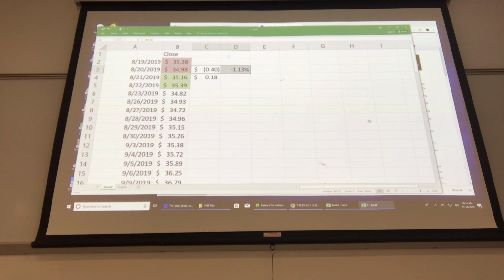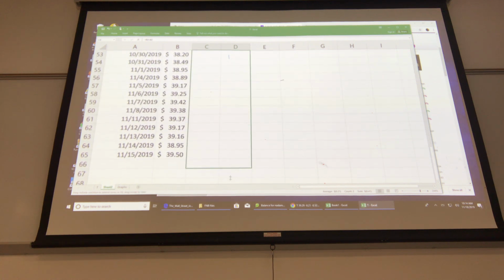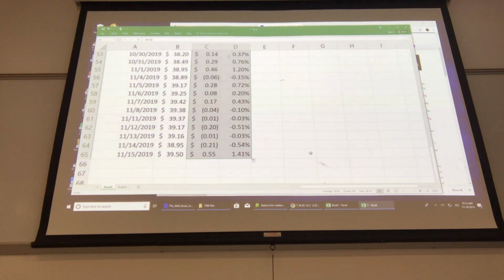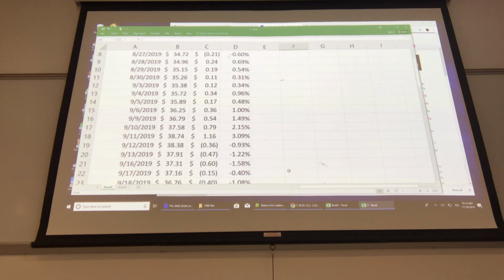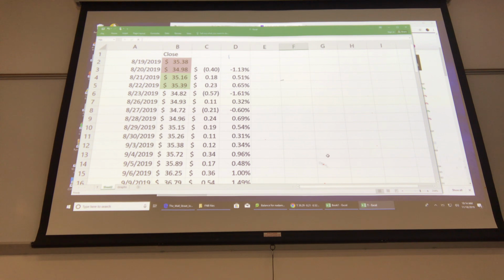40 cents down is equivalent to a decline of 1.13 points. What do I want to do? I want to take all that information and put it for all of my data. And if I put all that information for all of my data, I will be able to graph things.